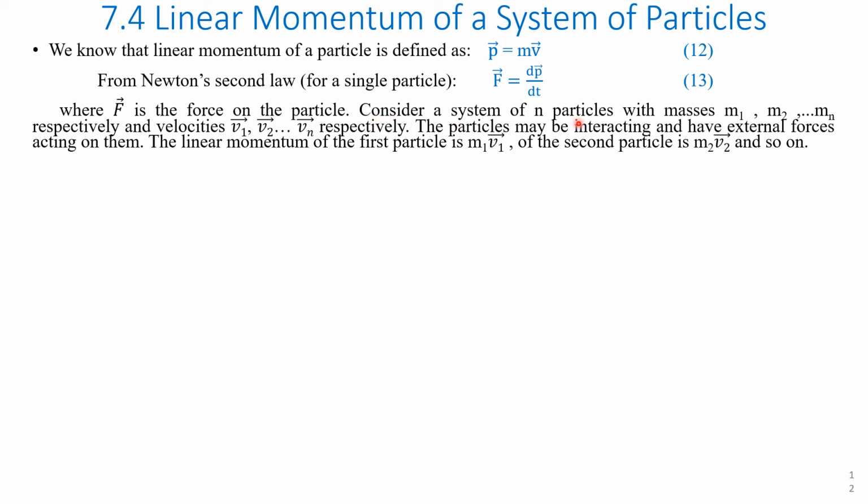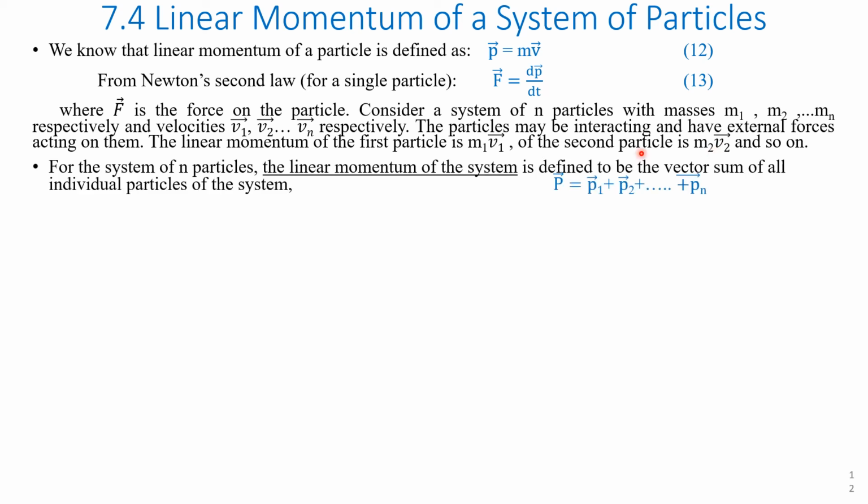Consider a system of particles with masses m1, m2, etc. up to mn respectively, and velocities v1, v2 up to vn respectively. The particles may be interacting and having external forces acting on them. The linear momentum of the first particle is m1 v1, of the second particle is m2 v2, and so on. For the system of n particles, the linear momentum of the system is defined to be the vector sum of all the individual particles of the system.